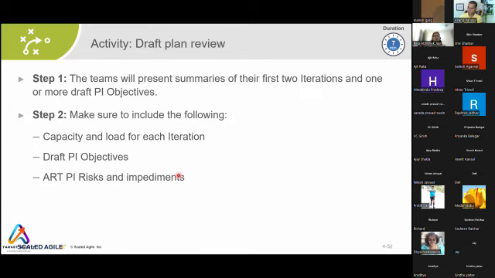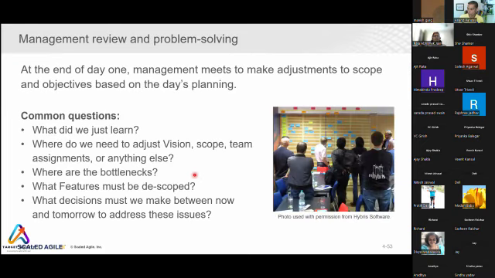So, draft plan review. As I told you, teams will present summaries of the first two iterations, because in the simulation we are planning the first two iterations and one or more draft PI objectives. Make sure to include the following: you have to calculate your capacity and load for each iteration, draft PI objectives, ART PI risks and impediments that we have discussed.